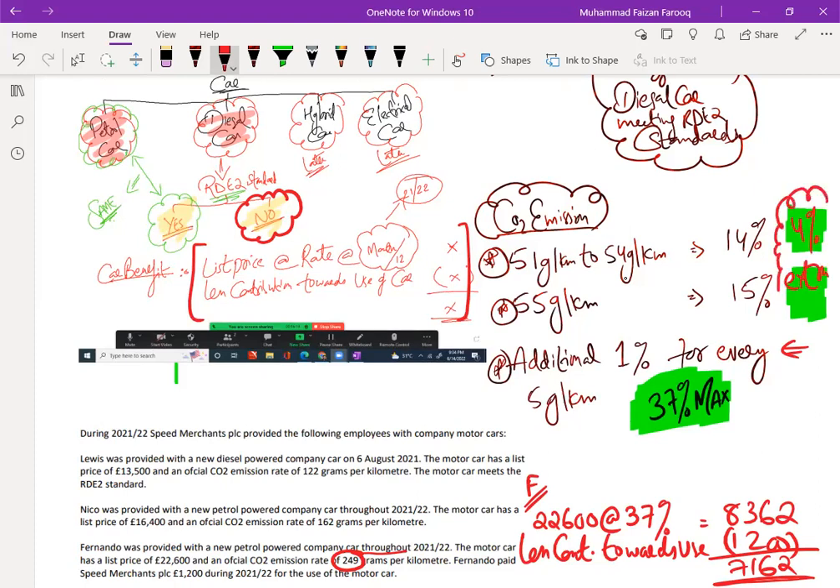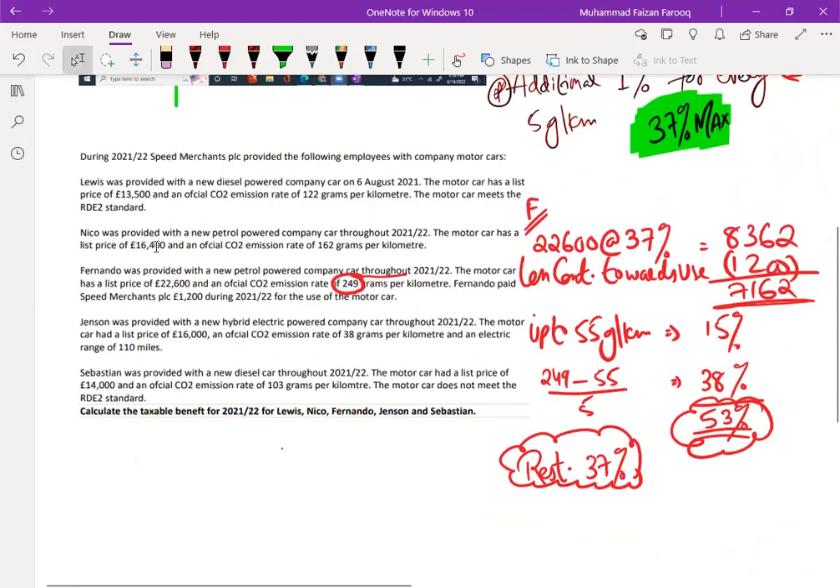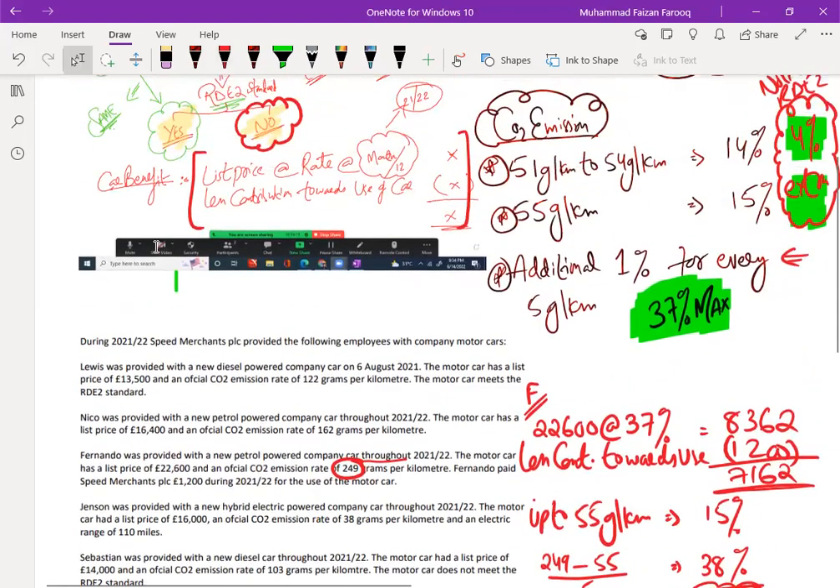For what? If your car is not meeting RDE2, and it is a diesel car. If a diesel car is not meeting the RDE2 standard, everything will remain the same. We are going to calculate the same percentages. Everything will remain the same, but at the end we will add 4% extra. How to do it? We are going to learn it from this question.